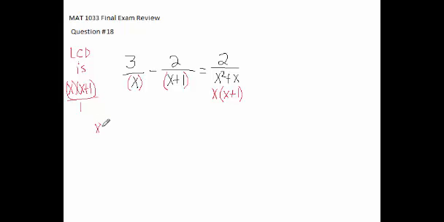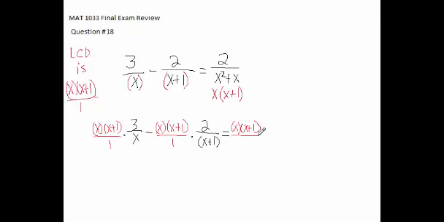So we start with x times x plus 1 over 1, and we're going to multiply that times the 3 over x, and then minus, again, that LCD, x times x plus 1 over 1, and we're going to multiply that times the 2 over the x plus 1. And that's going to be equal to the LCD again, x times x plus 1 over 1 times 2 over, I'm going to go ahead and show the factored form of that, x times x plus 1.